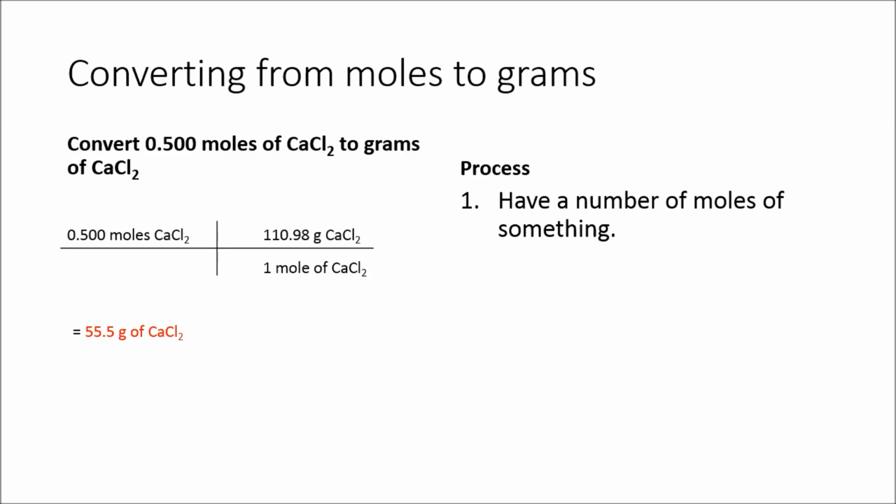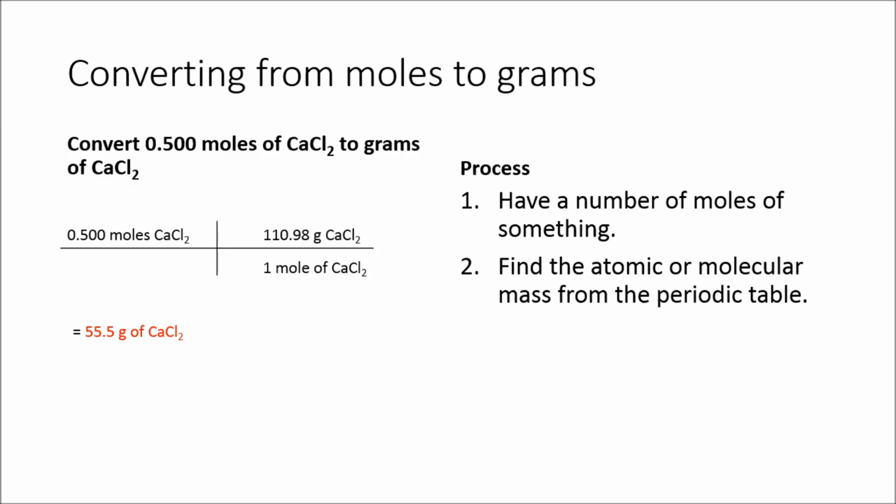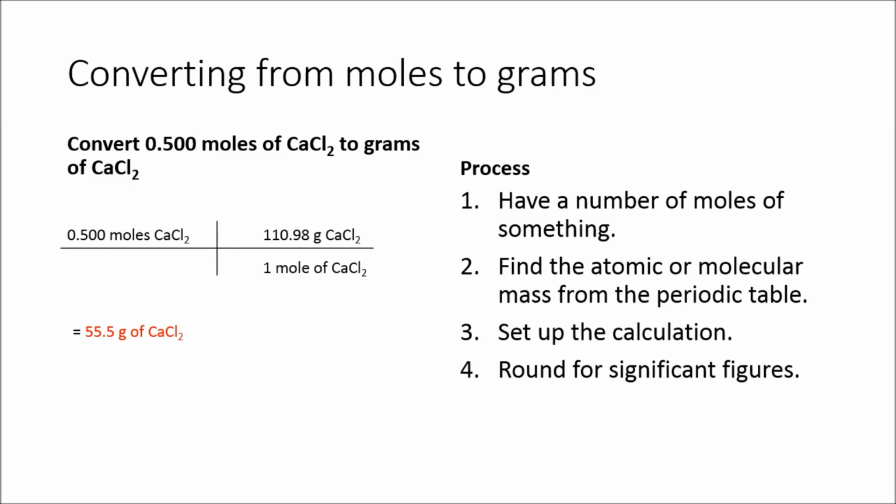So let's look at the process again. We start with the number of moles of something. We find out the atomic or molecular mass from the periodic table. We set up the calculation, and then we round for significant figures. And then again, we ask ourselves the question, does it make sense? I have half a mole of calcium chloride, and 1 mole of calcium chloride will weigh 110 grams. So it does make sense that a little more than half the mass of calcium chloride is in half a mole of calcium chloride. So yes, this number does make sense to me on a conceptual level.